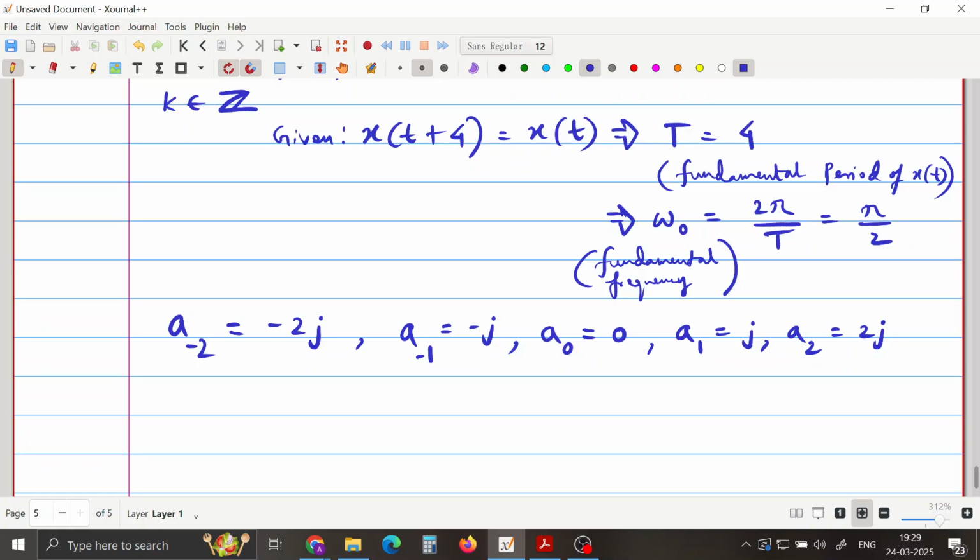So you see that these coefficients have an odd symmetrical behavior, because a minus 1 is simply minus of a1, also a minus 2 is minus of a2, and at a0 I have 0.